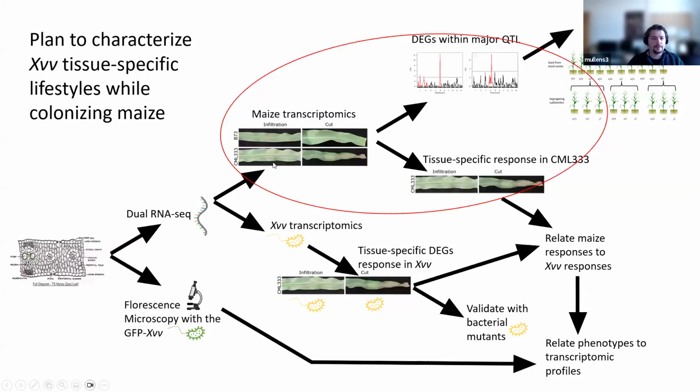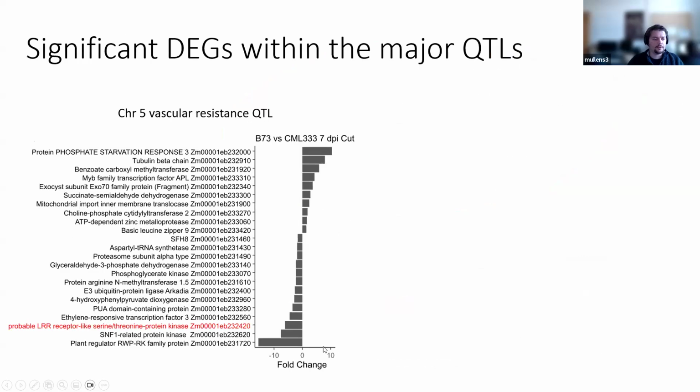So next, I'm going to talk about the efforts to try to characterize the genes underlying the QTLs. So here I'm just showing the significantly differentially expressed genes that were within the chromosome 5 QTL. This is the vascular resistance QTL. And of these, one of them in particular stood out as being, based on how it's annotated, a probable LRR. So the negative fold change here means that it was more highly expressed in the CML333 samples compared to B73.